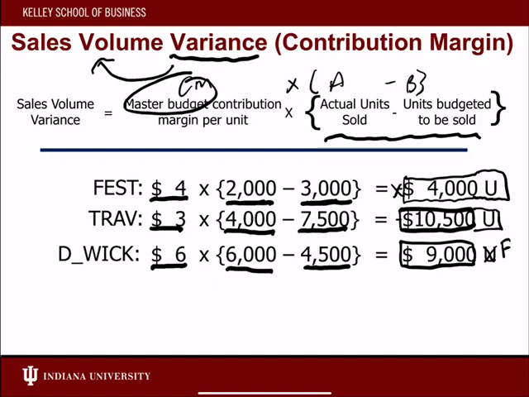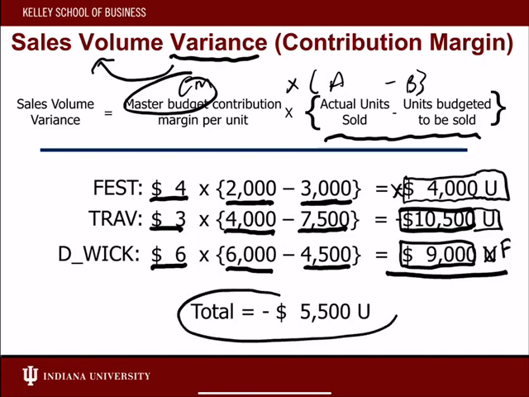So I just caught myself. It's just evidence that it's always great to step back and really think about these before you start labeling them. So then we would go ahead and sum all these up, and we see that overall our sales volume variance is about $5,500 unfavorable. And so it's not as straightforward when you have multiple products, but really all you're going to do is repeat the process for each product and sum them together.